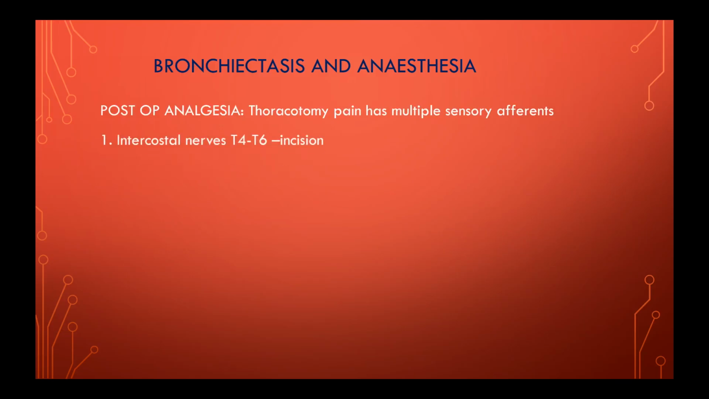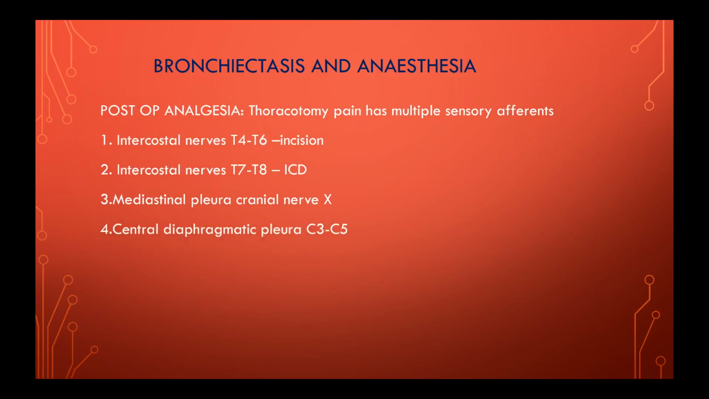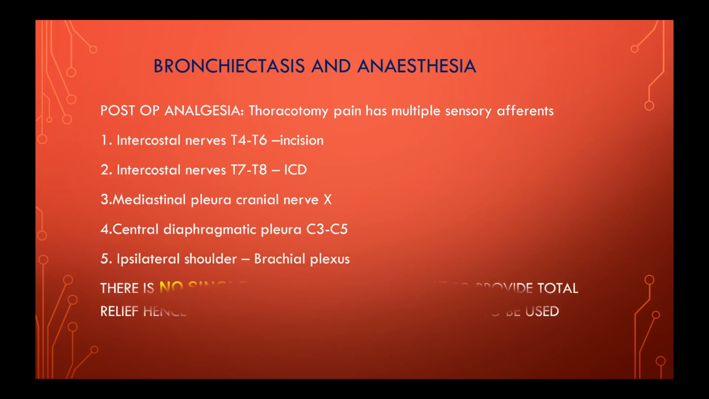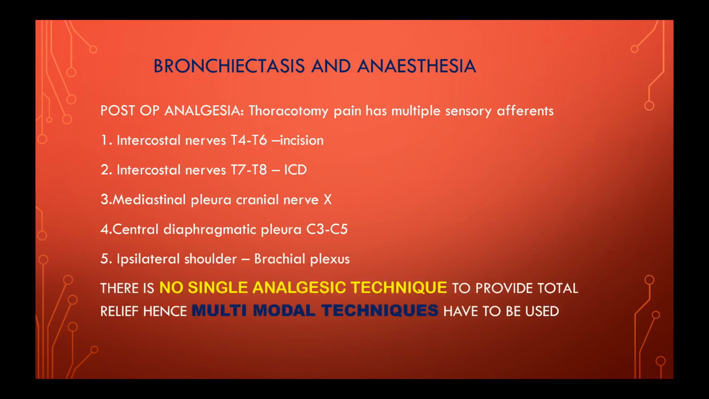Post-op analgesia and thoracotomy pain, we have already discussed in the earlier class. It is caused by intercostal nerve incision, and the intercostal drain also produces pain. Mediastinal pleura via cranial nerve 10 is also important. Central diaphragmatic pleura, C3 to C5, gives ipsilateral shoulder pain. So all these things are contributing factors for thoracotomy pain.